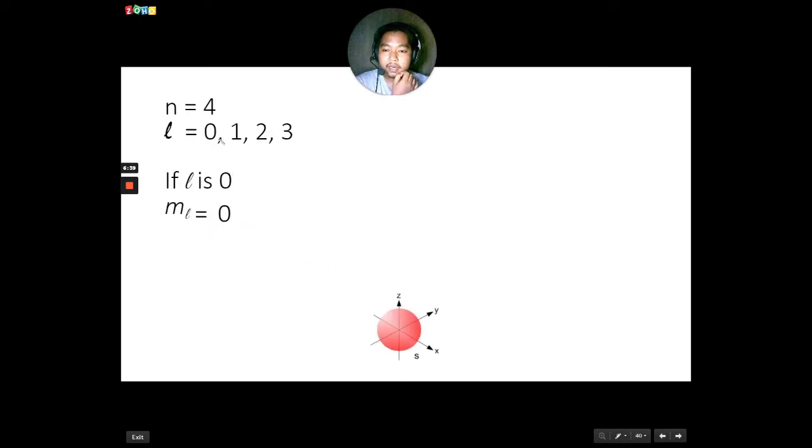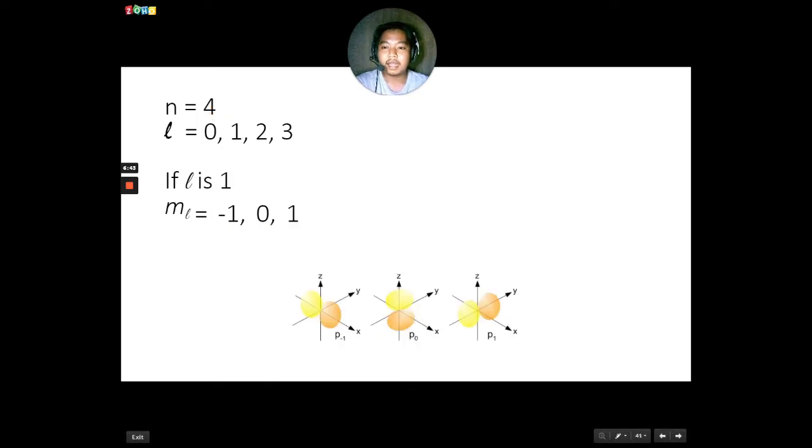If my L is 0, that would be 4, 0. My ML would be 0. If my L is negative 1, it could be 4, 1, and then ML could be negative 1, 0, or 1. These are the possibilities for my third quantum number.